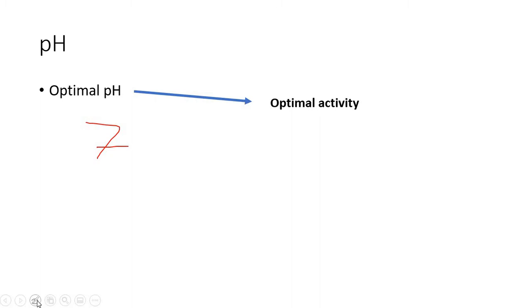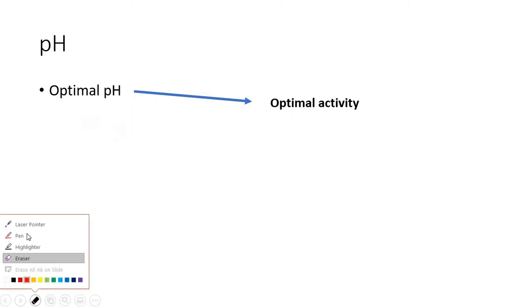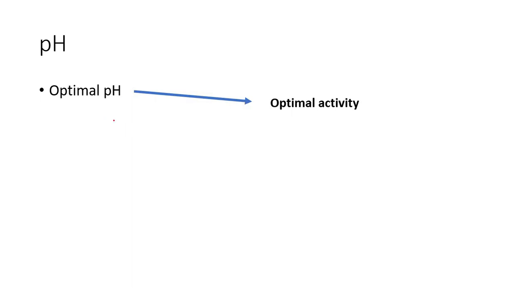So let us take a small example here. Say at pH 7, this is an enzyme, and this part of the enzyme is an active site, and this is the substrate. As per the induced fit model, the active site of an enzyme is almost complementary to the structure of the substrate. So now at pH 7, this enzyme can bind the substrate.